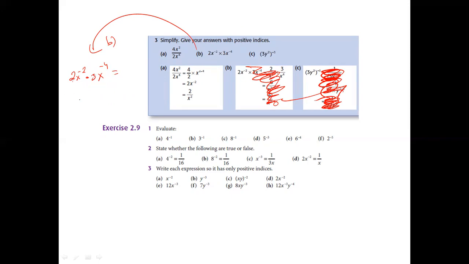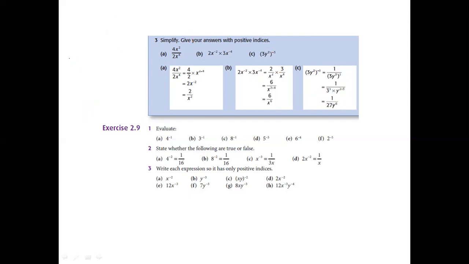2 times 3 is 6. And then, as we have the sign of multiplication in the middle, the bases are the same, so we will add the powers, and then x to the power of minus 6. We need to change it to the denominator. So 6 is a constant number, staying in the same place, 6 over x to the power of plus 6.